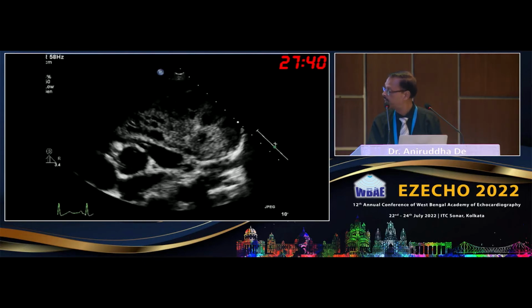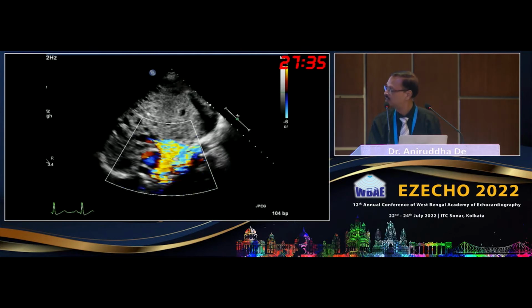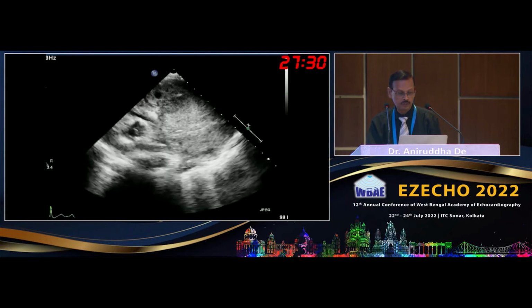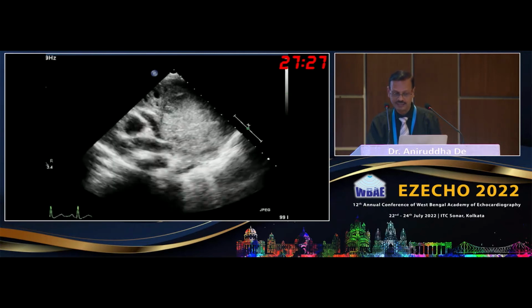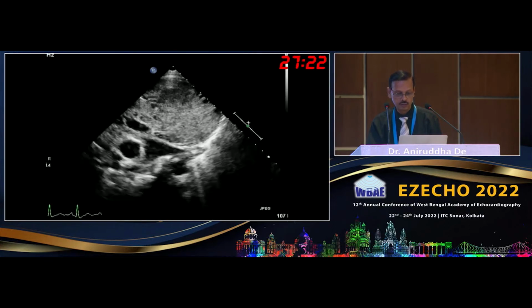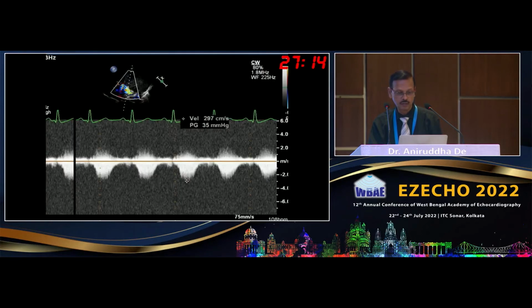It's a variegated appearance, and you can see some turbulence in the outflow tract. You can see the outflow tract is getting a little narrowed with the pressure of the mass. This is the outflow tract, and the gradient is about 35 millimeters of mercury, not much. From these, Professor Mohan, any suggestion, or for the audience, anything you can ask them?